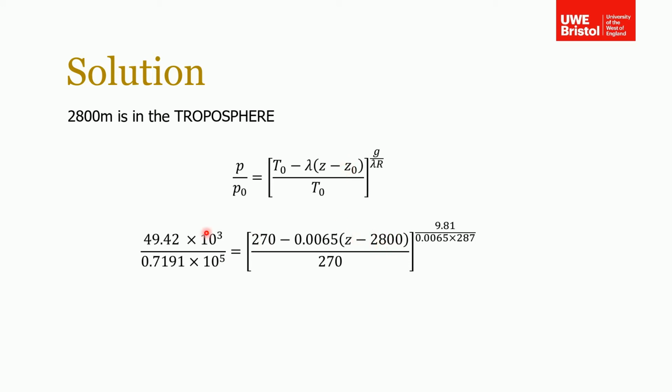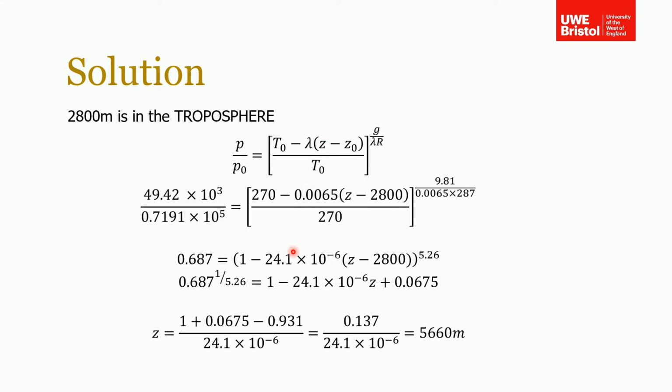We know what the new pressure is from our weather station, so we can put that in. We're trying to work out Z, but everything else we know. We know what the lapse rate is, and you know what gravity and R are. So you can see now we've just got one equation with one unknown, that's Z. So we just need to rearrange this to find Z.